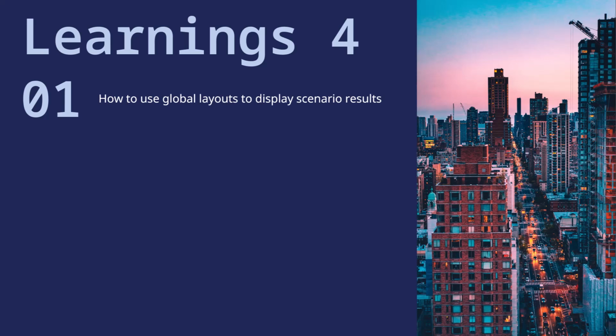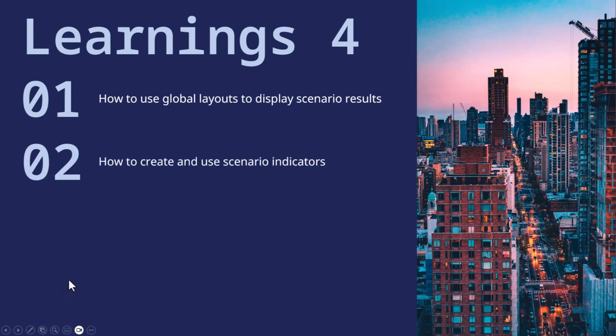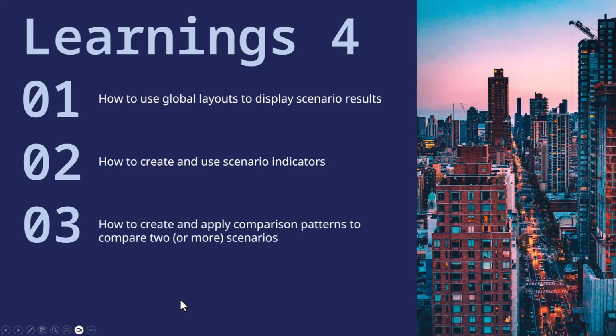So, and with this, we are at the end of part 4, and I would like to summarize the learnings. We have seen how to use global layouts to display the scenario results of single scenarios. We have then created scenario indicators and used them to compare scenarios on a very high level. And we have seen how to create and apply comparison patterns to compare two or even more scenarios.